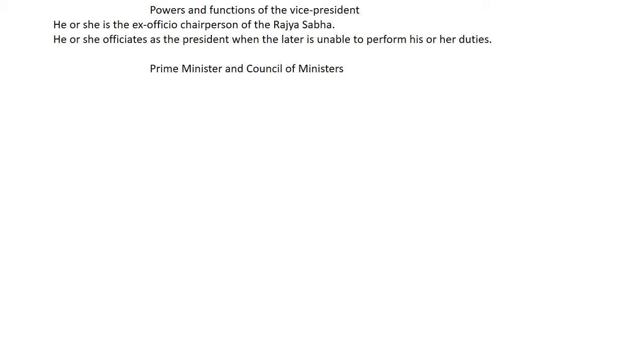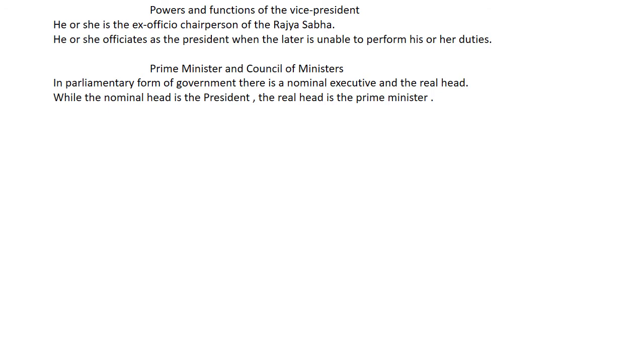Prime Minister and the Council of Ministers. In a parliamentary form of government, there is a nominal executive and the real head. Remember this. Who is the nominal head? The nominal executive is the president, and the real head is the prime minister. All the powers and functions in reality are executed by the prime minister.